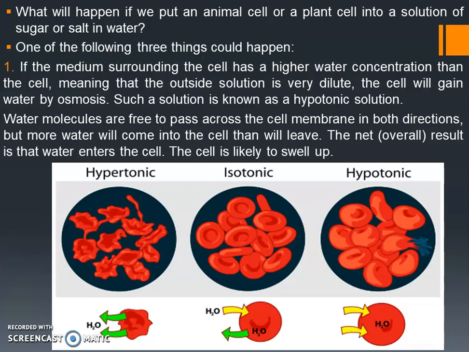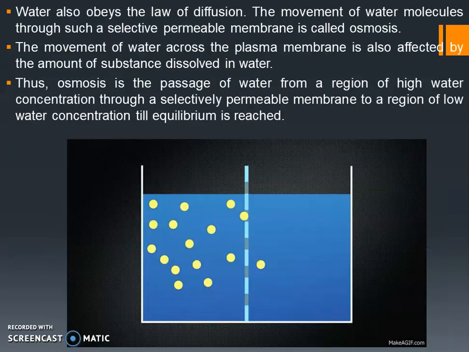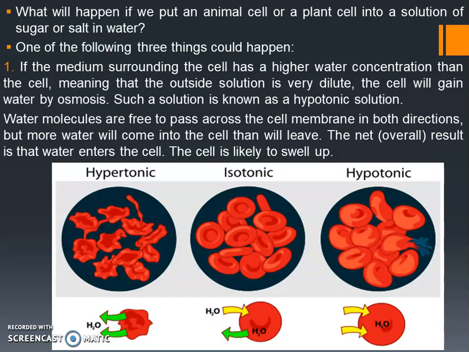Okay, so now let us see what will happen if we put an animal cell or a plant cell into a solution of sugar or salt and water. So I told you about solution, right? Solution means nothing but a substance which contains the solvent and solute. Solvent is the liquid part and solute is the substance in which the solvent is dissolved.